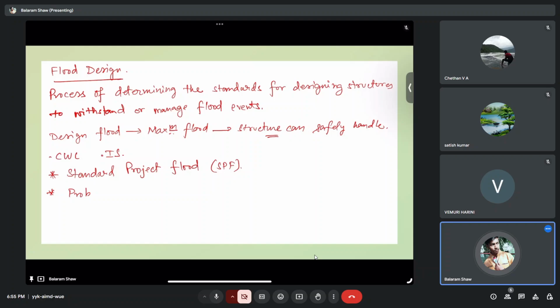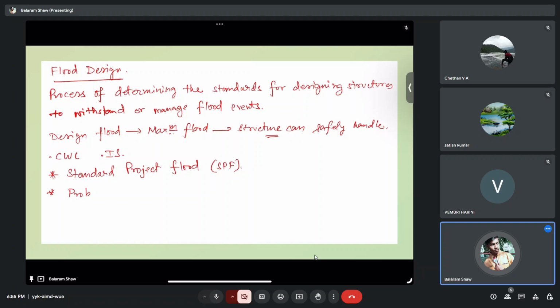Mostly this PMF we use to design the spillway, so for the spillway design of, let's say, a very high dam, if we want to design it, we use this probable maximum flood procedure to design the structure. So what are the structures? Structures can be dams, reservoirs, bridges, etc.